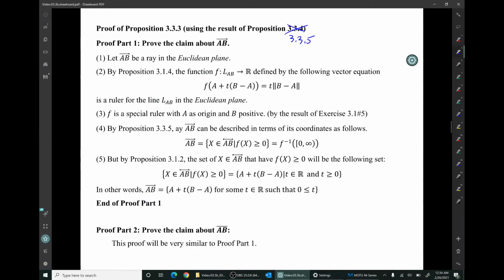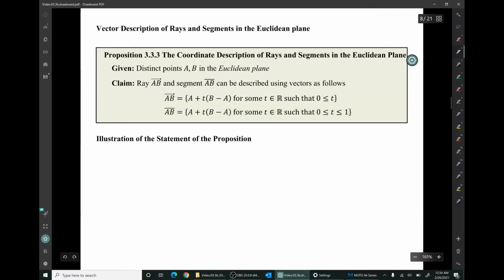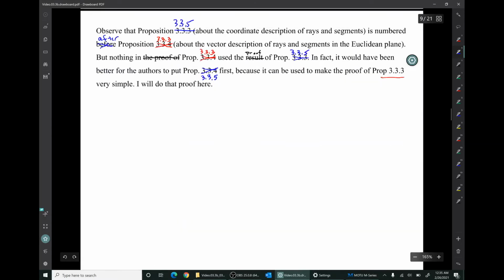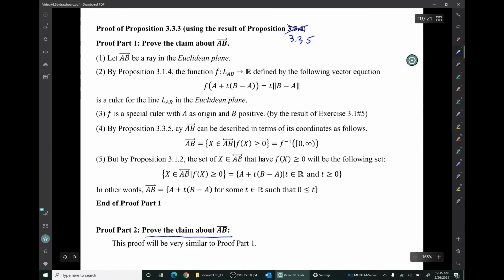Now for proof part 2, we're supposed to prove the claim about segment AB. That is, that segment AB is the set of points corresponding to vectors constructed this way, where t is greater than or equal to 0 and less than or equal to 1. Now the proof of part 2 would be very similar to part 1, so I won't do that here.